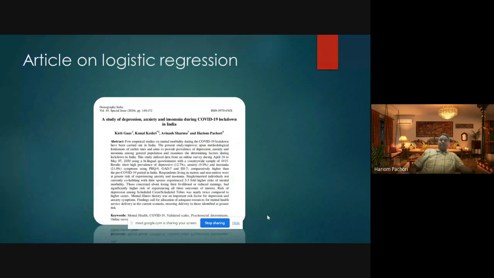So this is how to use logistic regression in your research paper. This is one of my research papers we have published in Demography India. During the COVID time, we collected data. This study was about depression, anxiety, and insomnia during the COVID-19 lockdown in India. Here we did a survey with 115 subjects. So the sample size was good enough to perform the logistic regression.